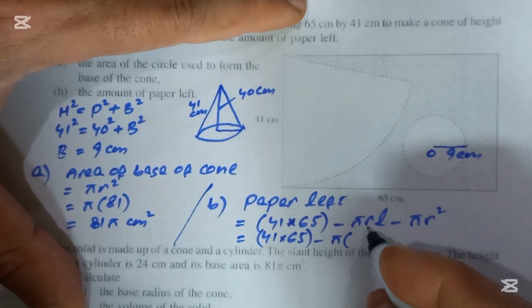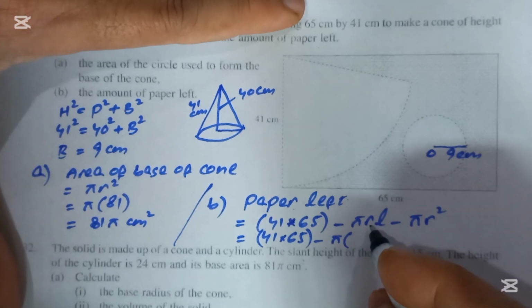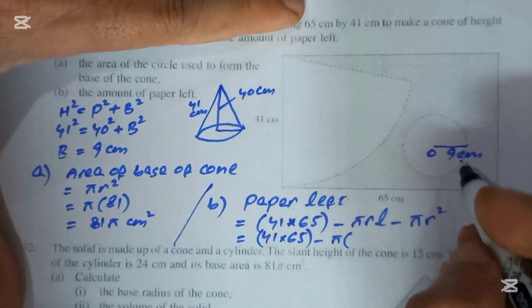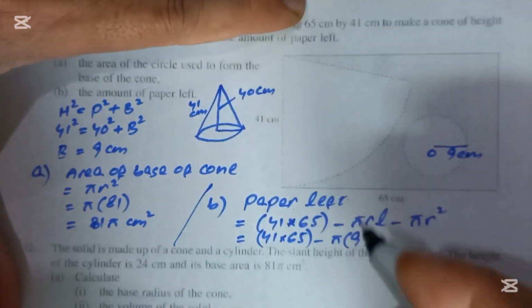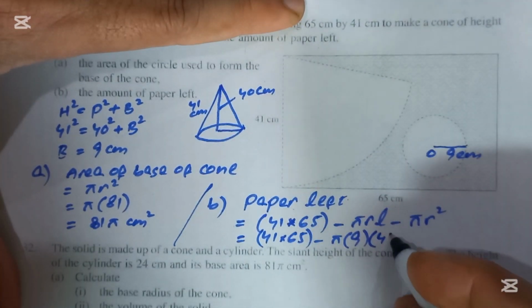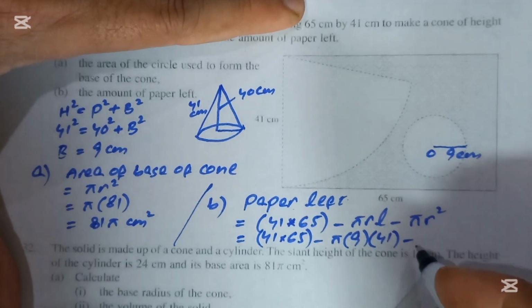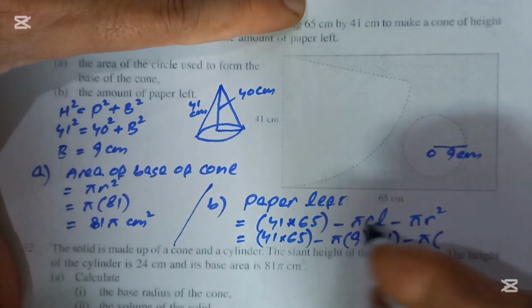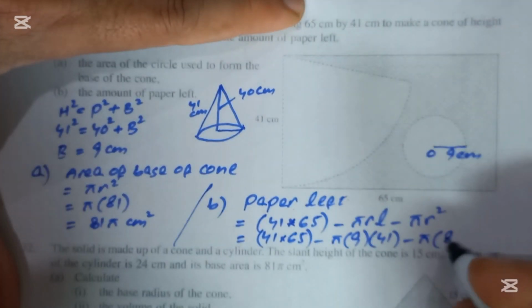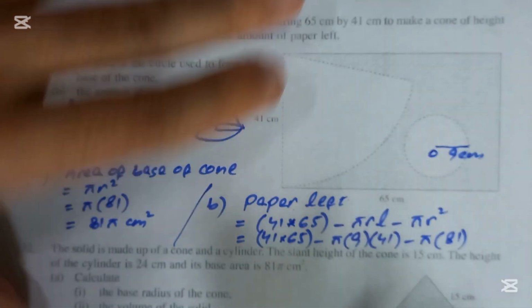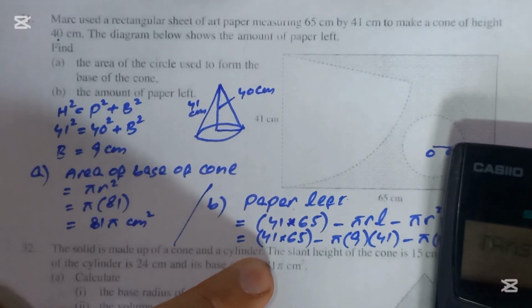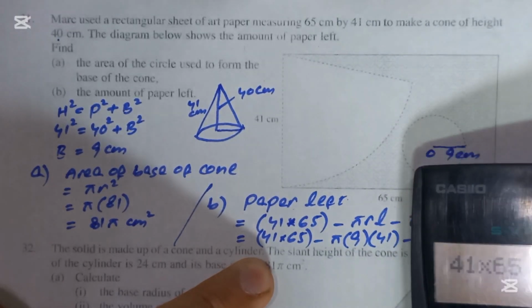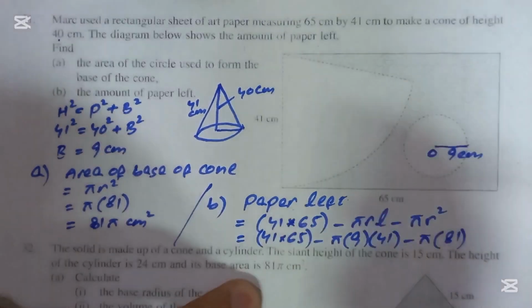Pi will remain as it is. This is the R of the cone, and R of the cone is 9. L of the cone is 41. Pi will remain as it is. R of the cone is 9. Now use the calculator at this point. 41 into 65. This is 2665.